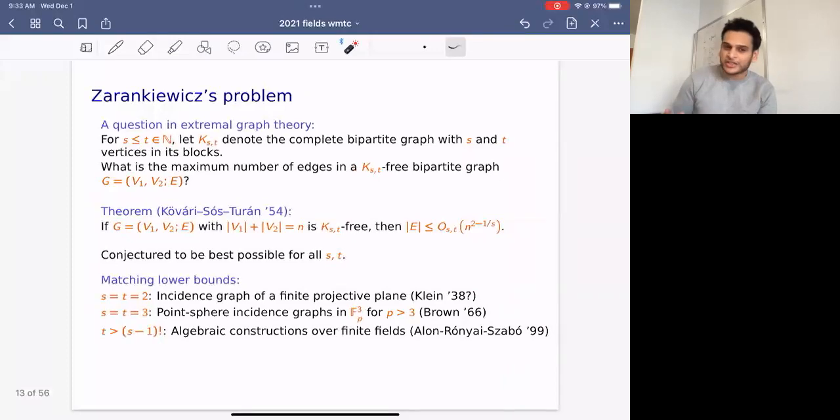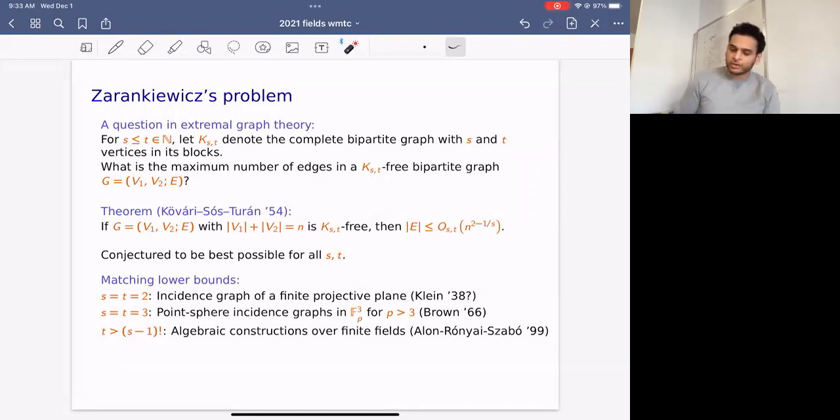There are matching lower bounds for s and t equal to 2. You can get this by looking at the incidence graph of points and lines in the finite projective plane. This is an old result, a folklore kind of thing, but I think probably it goes back to Klein from 1938. For s and t equal to 3, you can take a point-sphere incidence graph and then again argue it doesn't have a K_{3,3} and the number of edges is the right one.